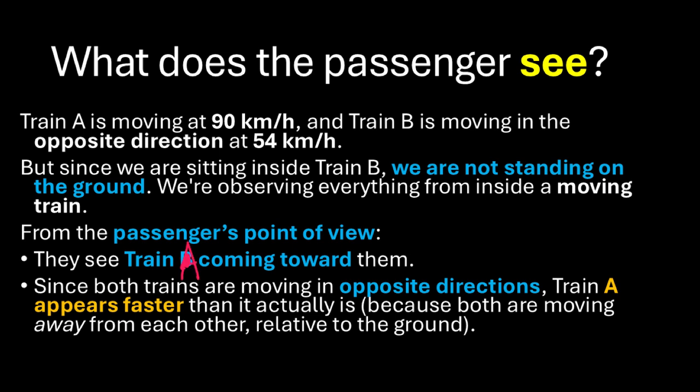Since both trains are moving in opposite directions, train A appears faster than it actually is. Why? Because velocity of A with respect to ground is 25 meters per second, but velocity of A with respect to B is 40 meters per second. So it is apparent speed. It appears to be at 40, whereas in the ground frame of reference, it is only 25.